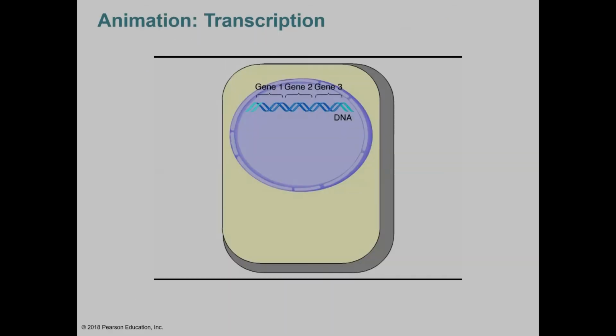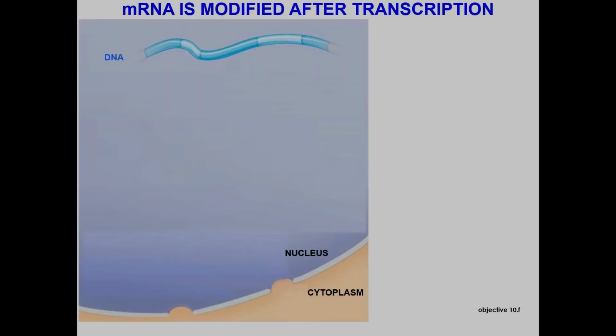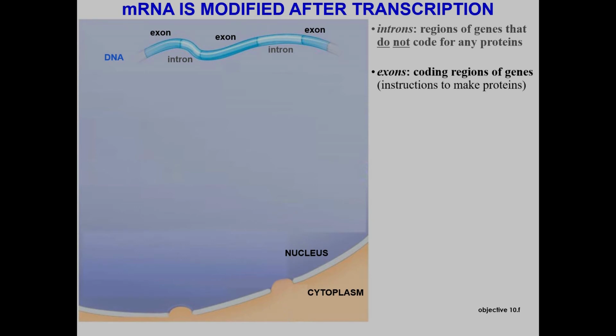If you're not comfortable with how this works, there's a lovely animation about it in the PowerPoint. Once an mRNA is produced, it's not quite complete. mRNAs contain multiple regions of information. These regions are often called introns and exons. Introns are regions of genes that do not code for any protein. And exons are the regions of genes that have the instructions to make a protein.